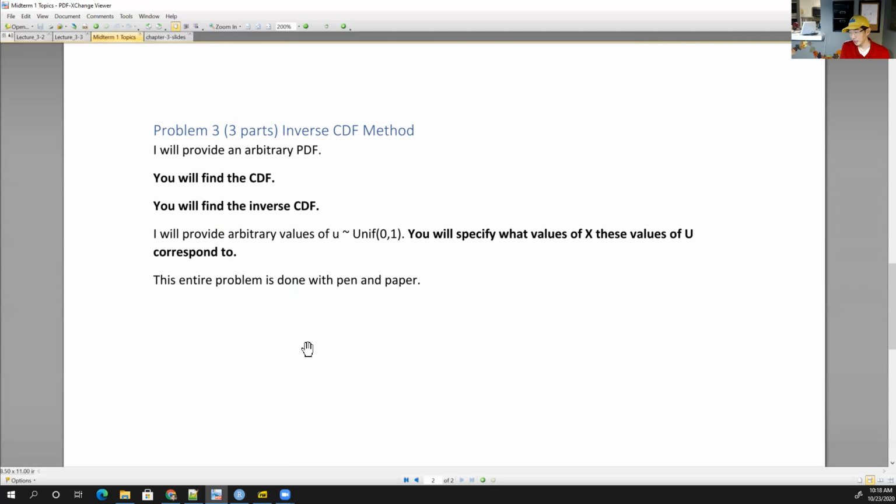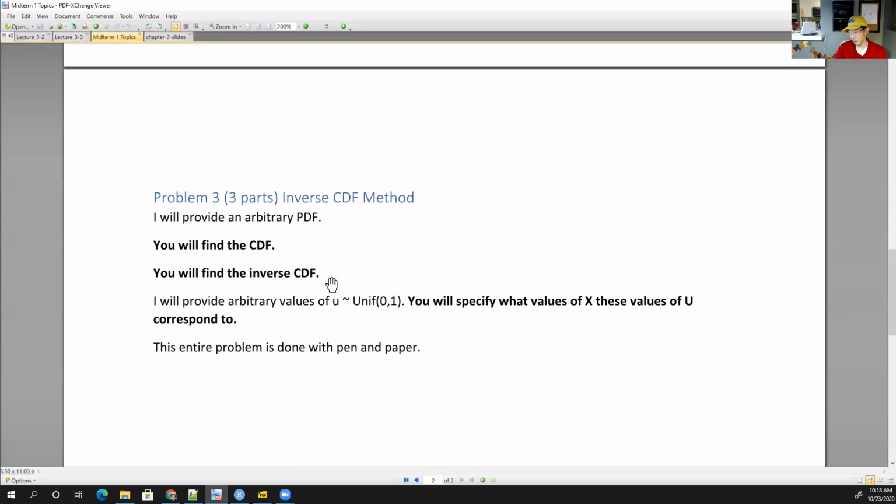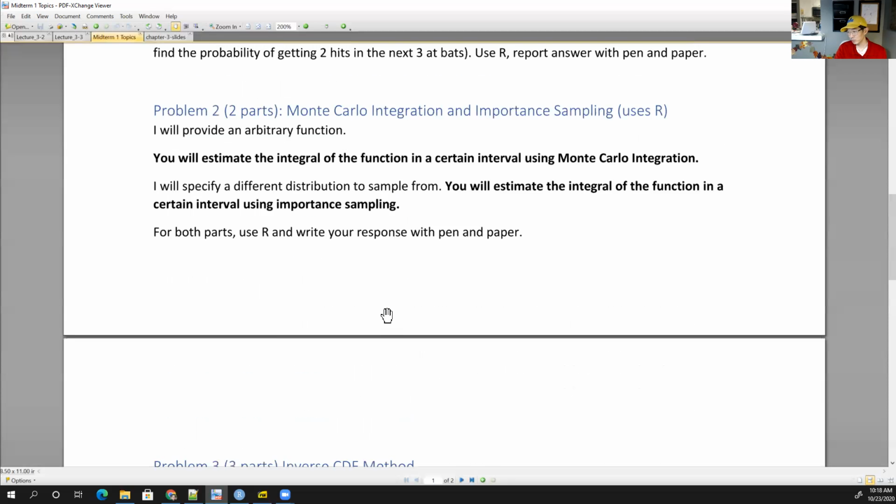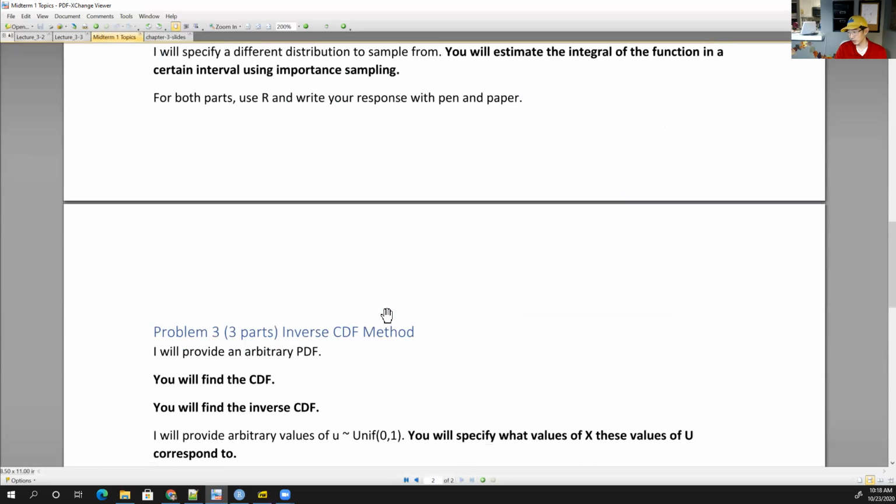some algebra. And then I will provide, so this one's done entirely in pen and paper, some arbitrary values of U drawn from our random uniform, and then you will plug those into the InverseCDF and tell me what values of X these correspond to. Okay. And that's what I've got planned. We've got 1 hour for all of this.